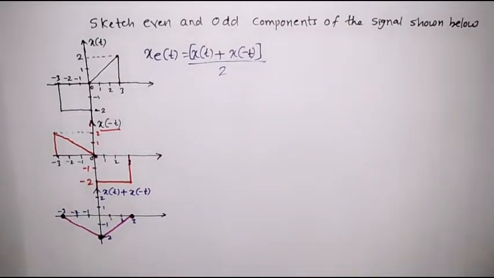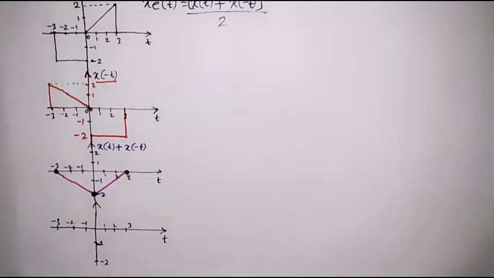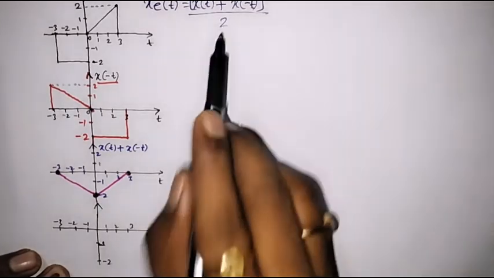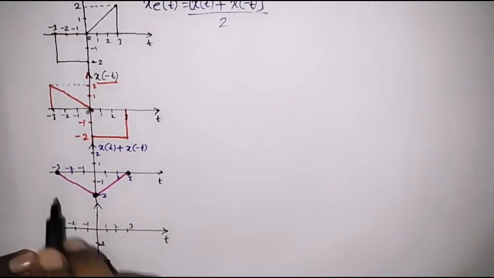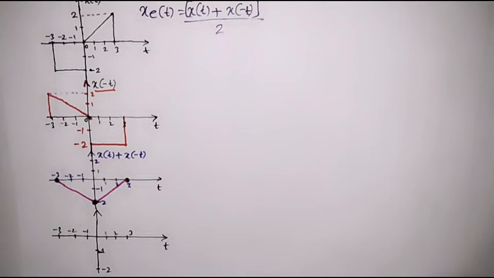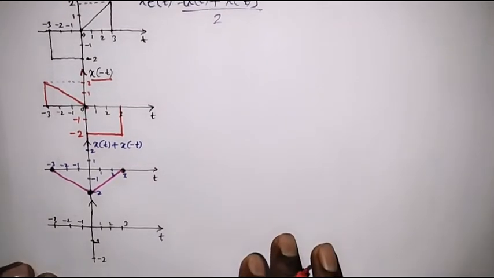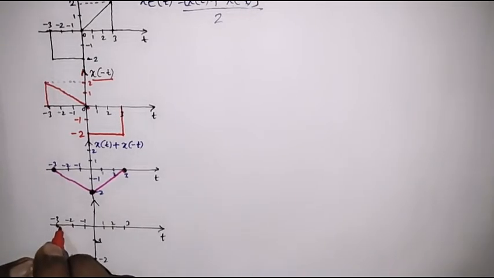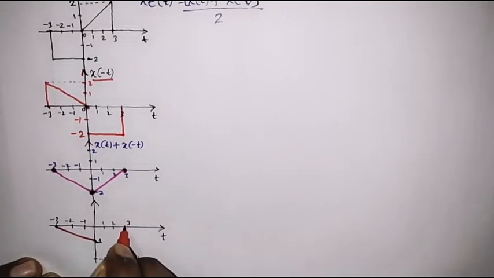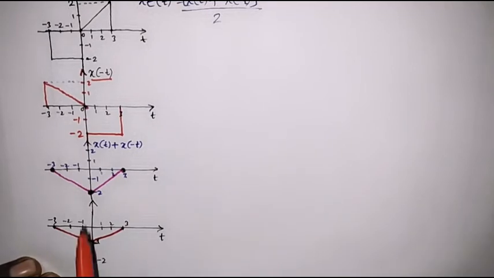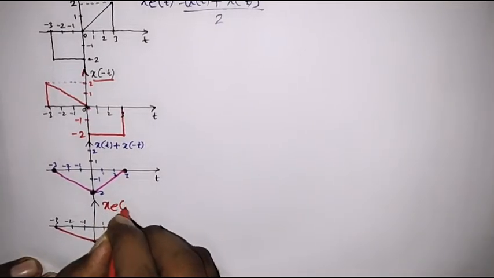I'll draw the signal here, that is xc of t, and here the amplitude is -2. When you divide -2 by 2 it will be -1. So now the same signal will appear here but the amplitude of the signal is reduced, that is -1. So here this signal and this signal are the same, only the amplitude is decreased from -2 to -1. So this is xc of t.